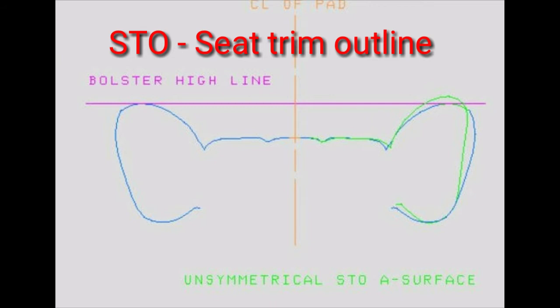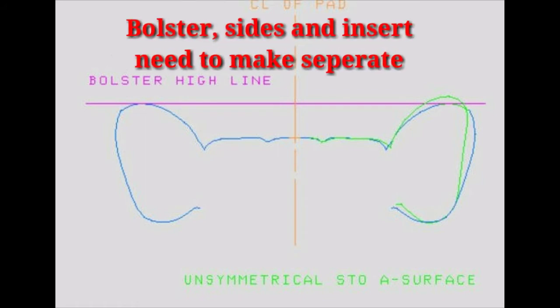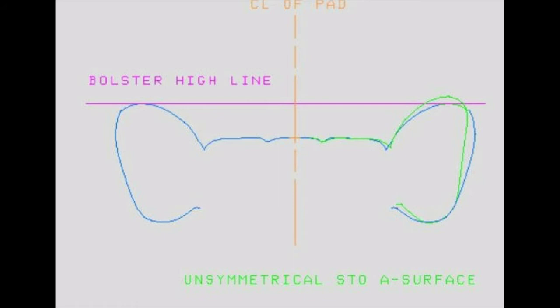Before going ahead, we have to confirm whether the given STO, that means the input data, is symmetrical or asymmetrical. What is required now is to take each section and duplicate the STO geometry by breaking the curve into usable parts. The designer will need to separate the bolster sides and insert into separate curves. The design philosophy requires that each seat component be separate. The bolster and the insert cannot be on one curve.